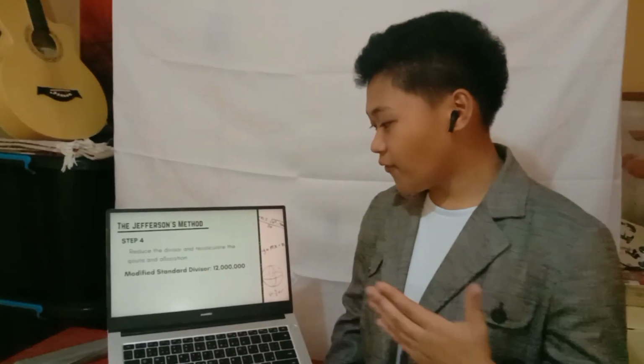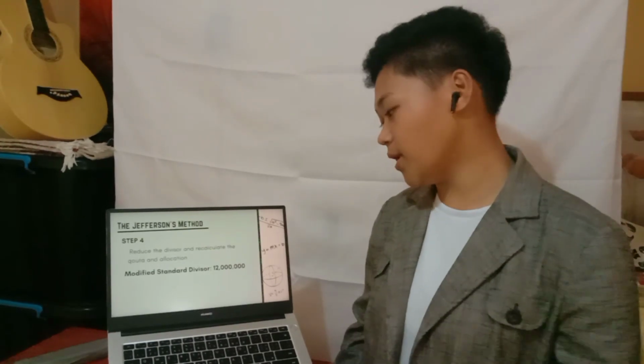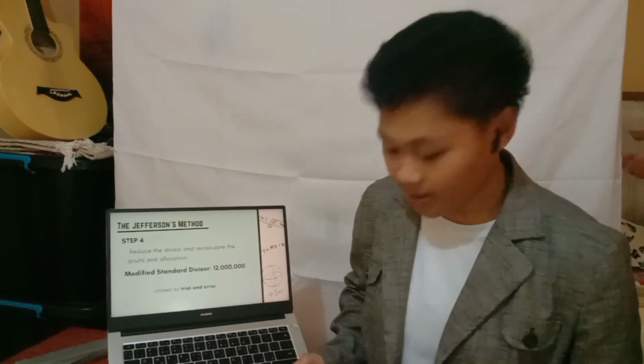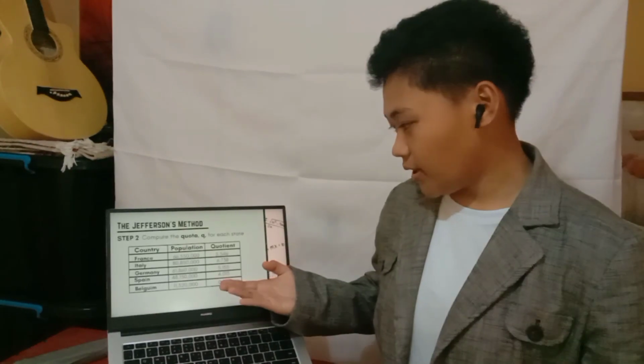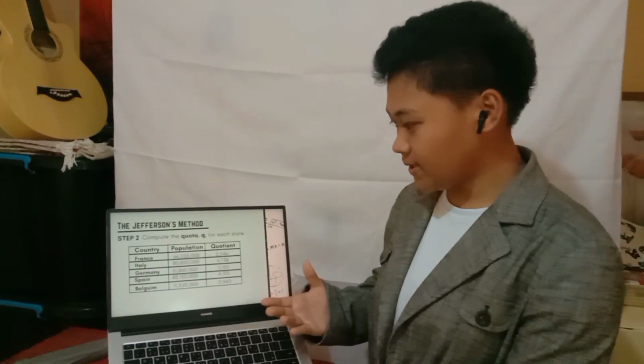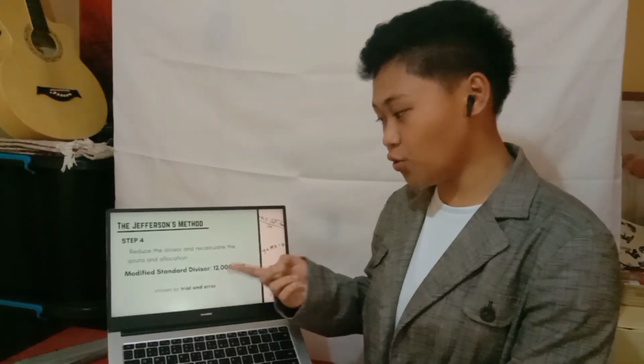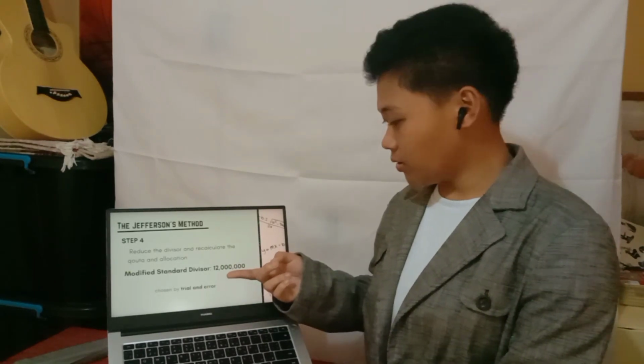So our first standard divisor is 13,436,500, right? Now we're going to reduce it and use a modified standard divisor, and we're going to reduce it to 12 million. So remember, like what I said earlier, it is chosen by trial and error. So here it is, 66,550,000 divided by the new modified standard divisor, which is 12 million.